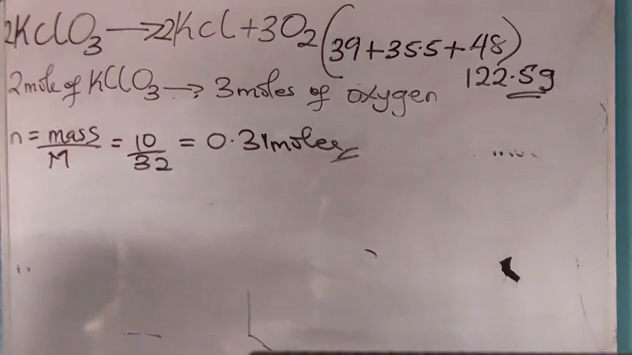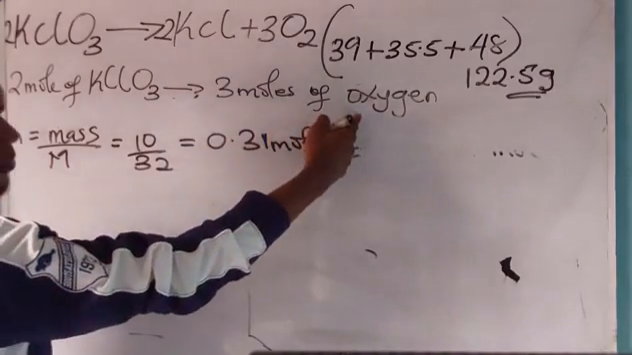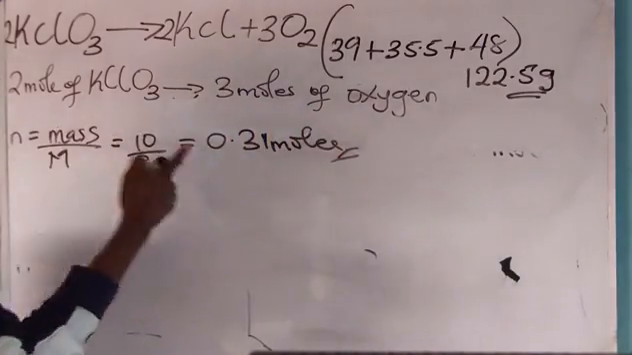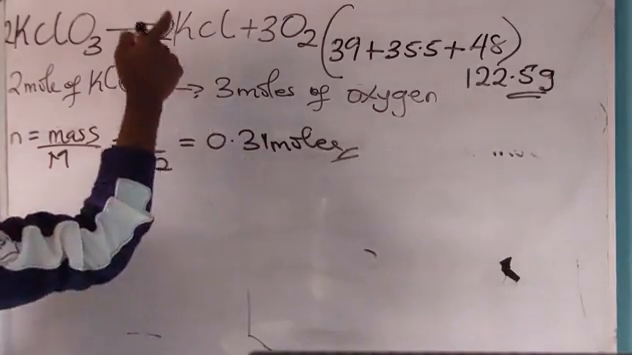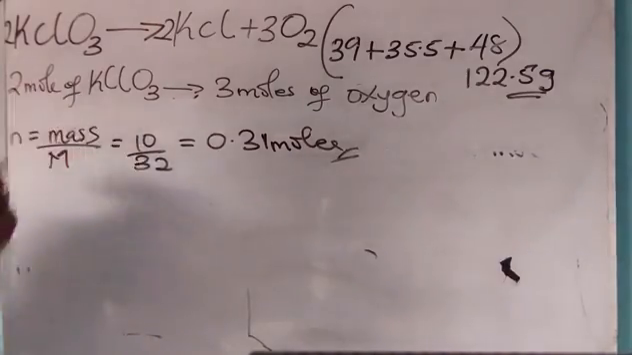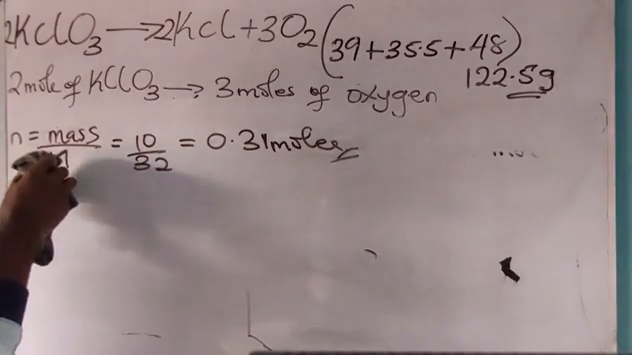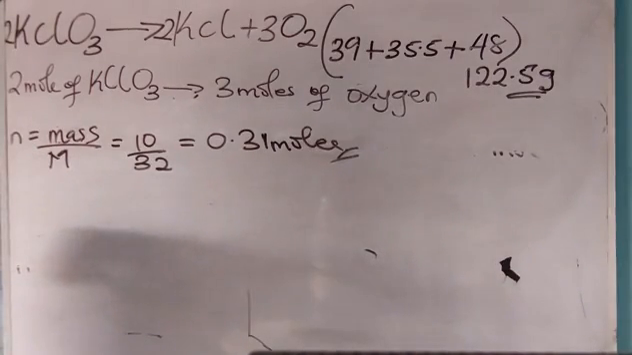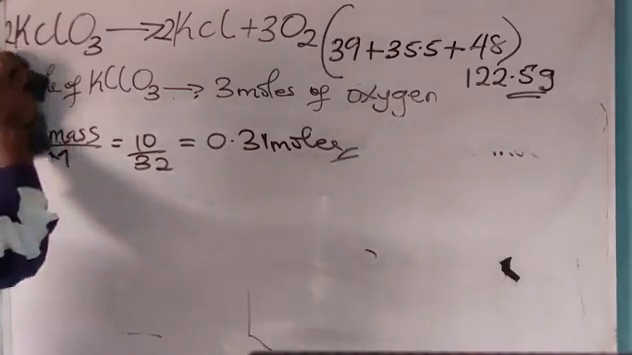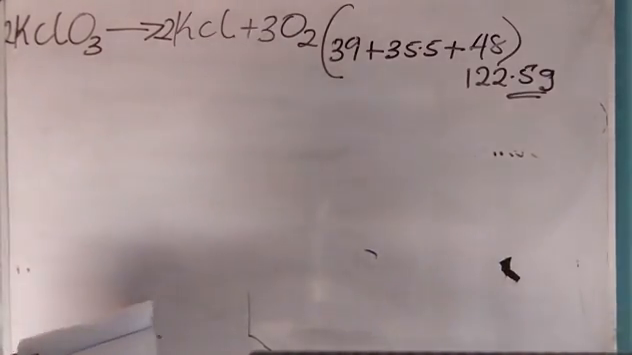Now, what is the next thing? It means that 2 moles of this will produce 3 moles of this. Then 0.3 mole will produce... Okay, no, not in this case now. Okay, I think, let me rub off. Which one should I rub off now? Let me rub off this. Let me check this again.